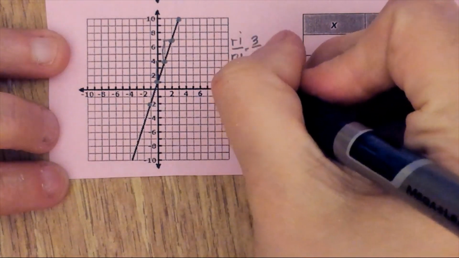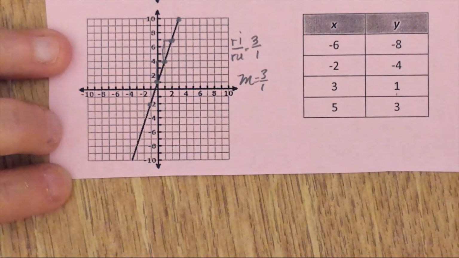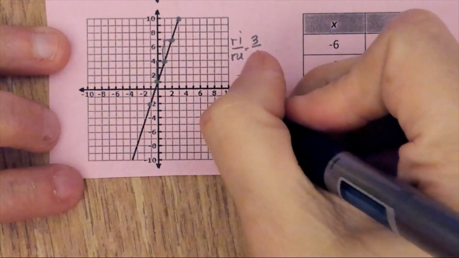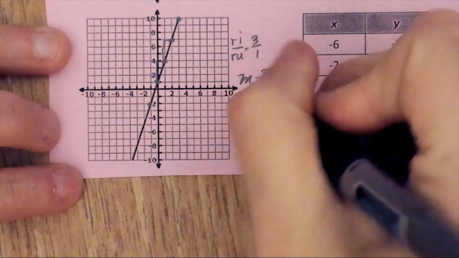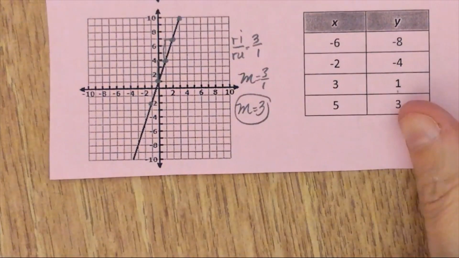Now, when my slope is 3 over 1 like this, even though a lot of times I tell you guys it's okay to leave your slope as a fraction or an improper fraction, when it's over 1, we just write it as the whole number. We don't write it as a fraction. Okay, so that's how we find slope from graphs.